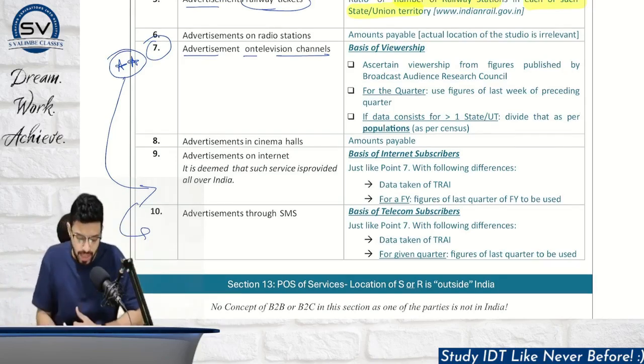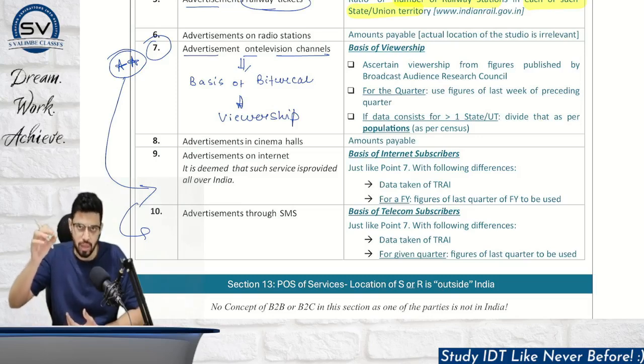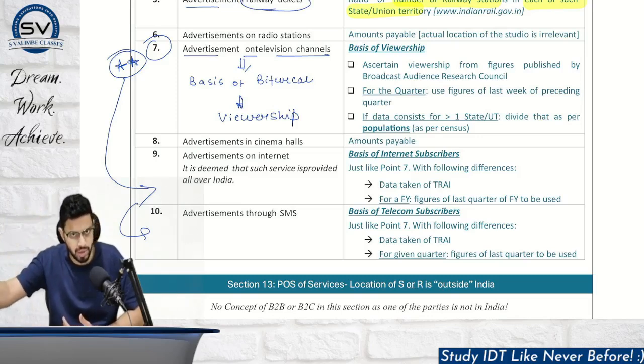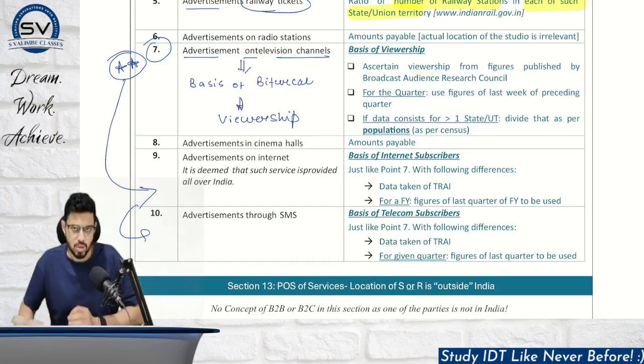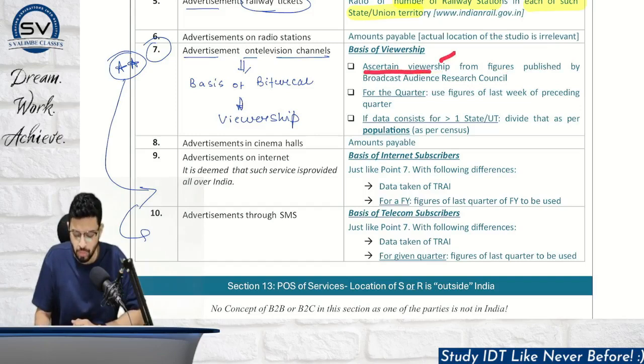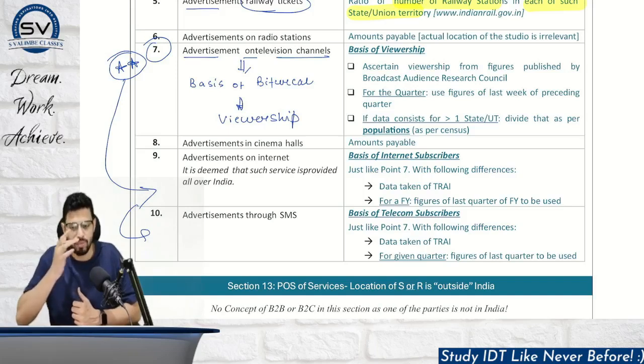So the foundation concept is, what is the basis? The basic question that we are asking is, what is the basis of bifurcation? So the basis of bifurcation is your viewership, as to how many people are watching. Because if more people are watching in Delhi, the more amount will be attributed to Delhi state, right? That will get the benefit. Okay. So for that, you have to ascertain the viewership from figures published by the Broadcast Audience Research Council. So this is your basic rule, as to you ascertain the viewership from the figures which are published by the Broadcast Audience Research Council.